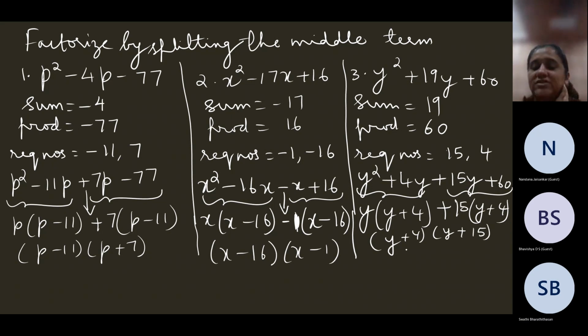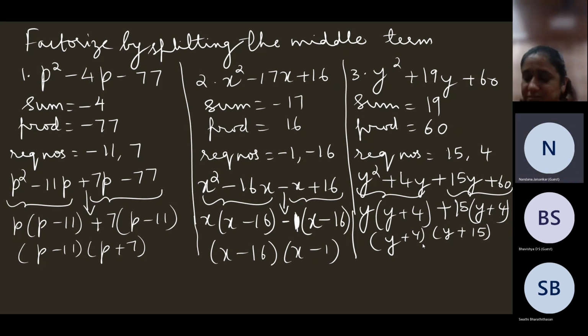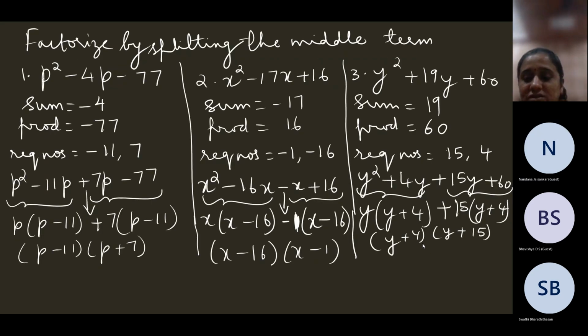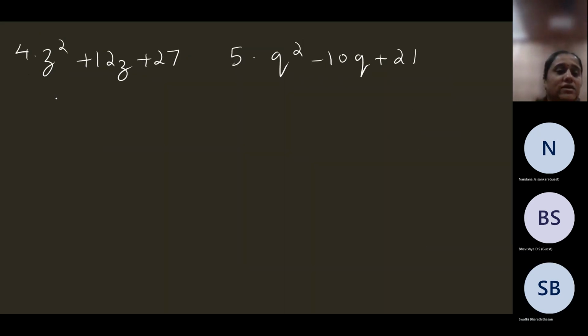Okay, Nandana. As your teacher said, you got these two factors, y plus 4 and y plus 15. You understand that, right? No, ma'am, I'll try this method, and the next time I'm doing it, ma'am. Okay. The recordings are also there. You can go through the recordings. Please check, children. Yes, ma'am, then I got the answer. Okay, very good. Next one.